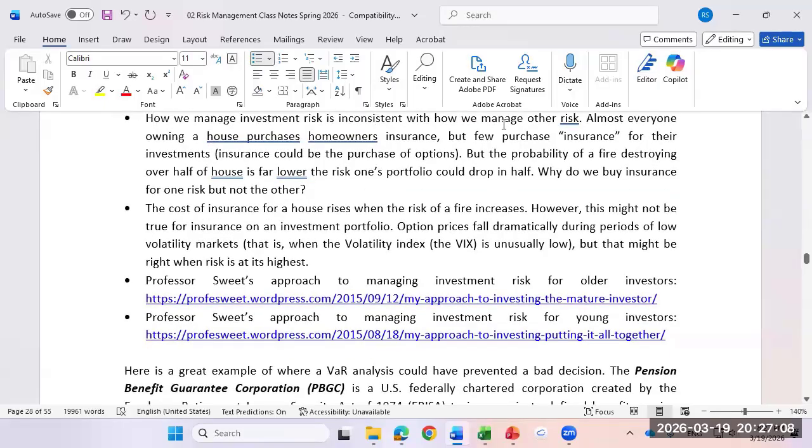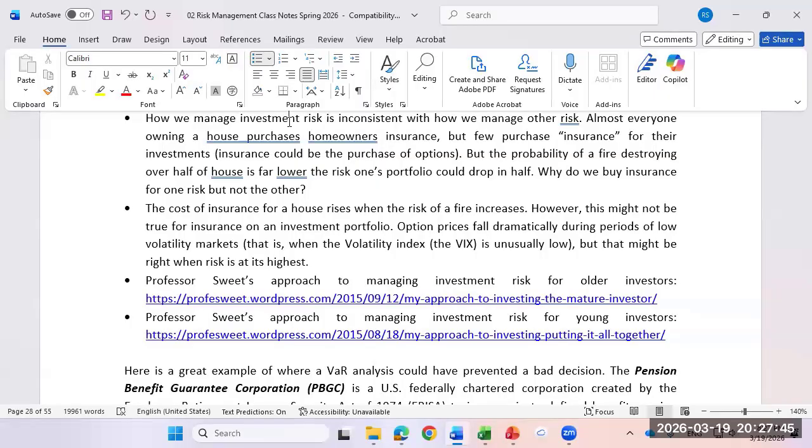We manage investment risk differently than we manage other risk. Almost everybody buys homeowners insurance. And you might ask the question, what's more likely to happen? Your house burning down or the stock market falling 50%? Which do you think is more likely? If you were to look around the country, what's more likely? Your house to burn down or the stock market? How many of y'all worry more about your house burning down than the stock market crashing?